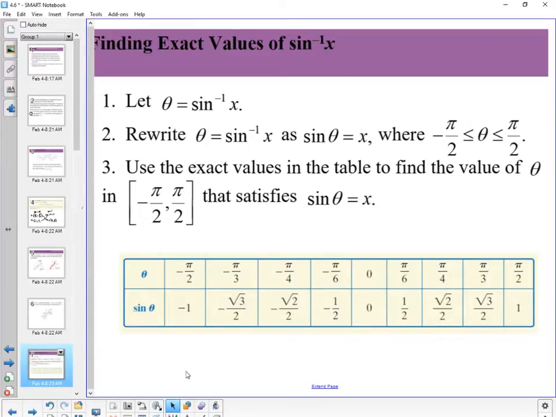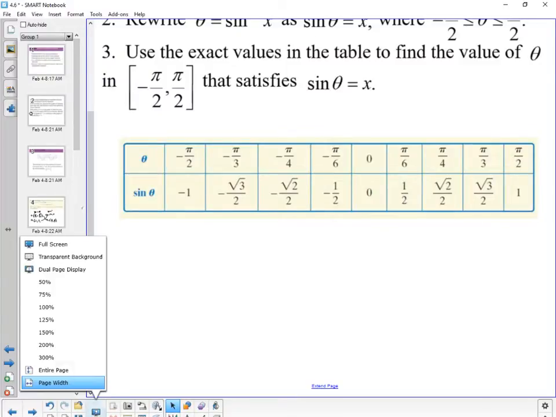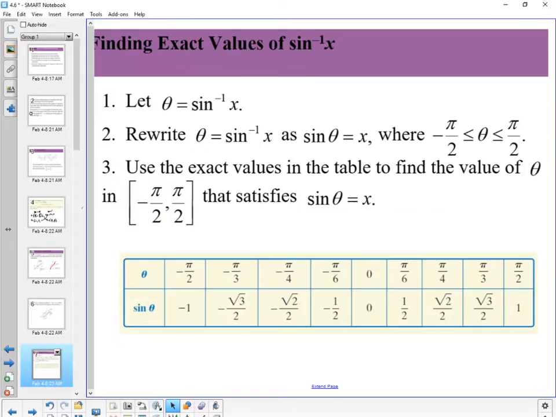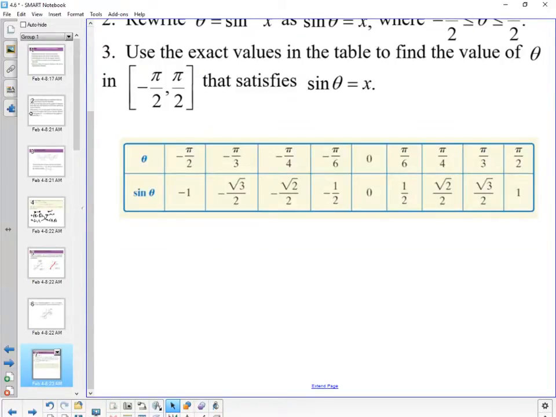You want to try to make some sense out of it? Yes, please. Okay, so that's not what I want. Oh, page width. Bro, I've been slacking all day. Okay.